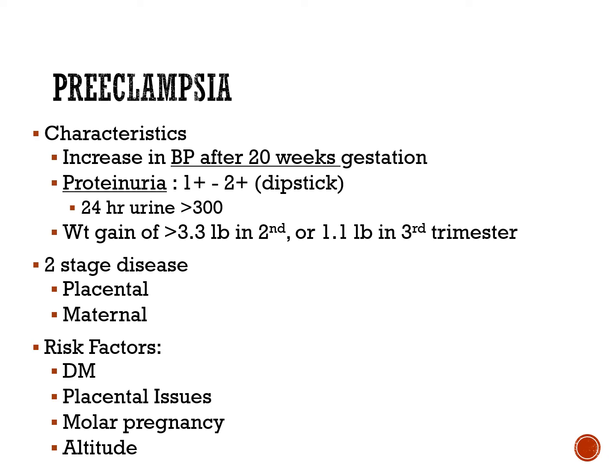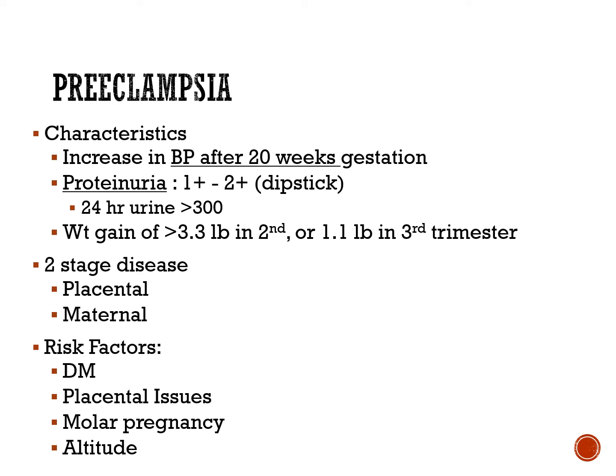End organ disease can occur. You can have pulmonary edema and seizures, and decreased kidney function, so you're going to have oliguria, with urine output decreased. It progresses throughout the pregnancy. It is usually reversible postpartum, so pretty much as soon as that baby is born, it stops. There's really no known cause for preeclampsia.